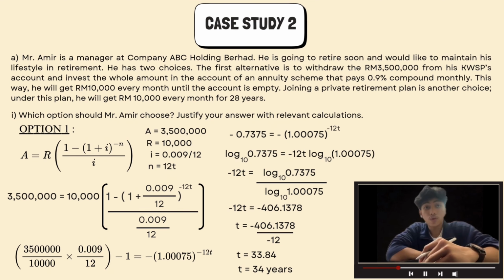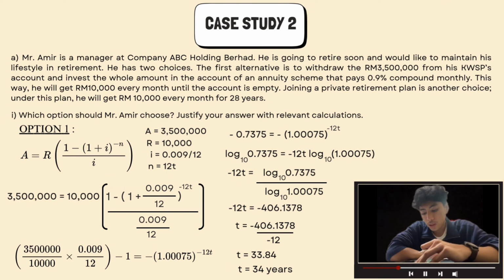First, for this case, we need to use the formula of initial value, which is A equals R times (1 minus (1 plus i) to the power of negative n) over i. It is because the total amount that he withdraws from the KWSP account will be fully invested in the investment account, and it will be the initial value of the investment account. So, we know that A is equal to 3,500,000, R equals 10,000, i equals 0.009 over 12, and n equals 12T, where T is the number of years until the money is empty.